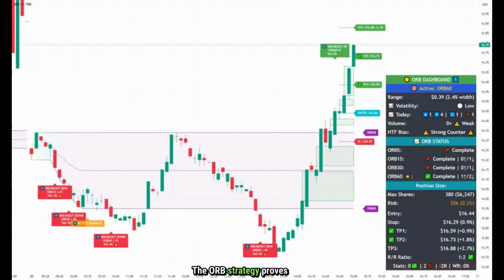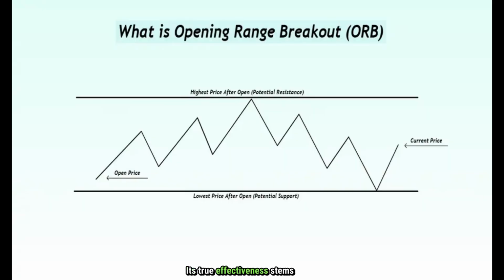The ORB strategy proves highly adaptable and can be successfully applied across various markets, including stocks like individual equities, Forex currency pairs, and indices such as ES or NQ futures. Its true effectiveness stems from capturing early directional bias in the trading session, providing traders with clear entry points on breakouts, retests, or second breakouts, along with defined profit targets and stop-loss levels.